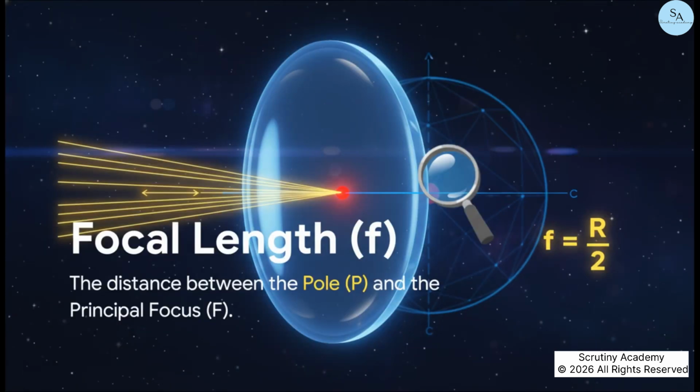Okay, and that distance from the pole, P, all the way to this principal focus, F, we call that the focal length, written with a lowercase f. It's a crucial measurement. And here's a super handy rule you have to remember for spherical mirrors. The focal length is always exactly half the radius of curvature. So little f equals big R divided by 2.